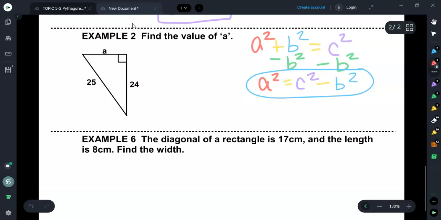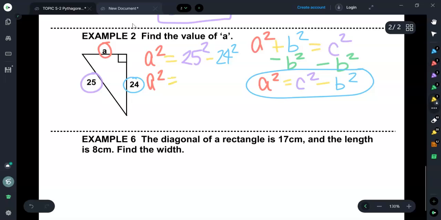All right, a squared is what we're looking for. There's my a. So I know that a squared is going to equal, let's get my c squared, my 25 squared, minus my b squared, which is 24 squared. And let's continue down, just like we would with any algebra equation. And guys, 25 squared is 625. And 24 squared is 576.